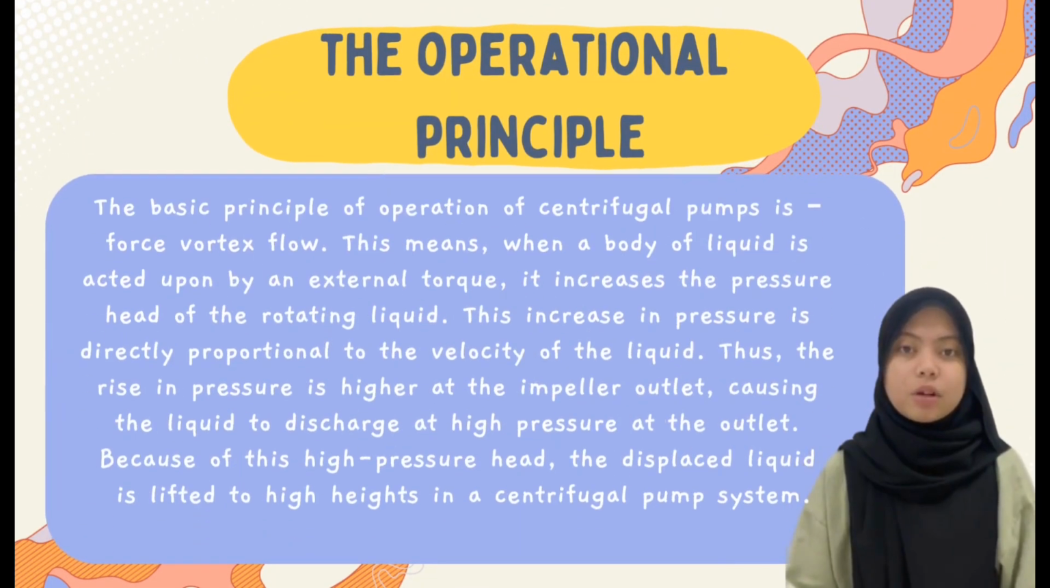The basic principle of operation of centrifugal pumps is forced vortex flow. This means when a body of liquid is rotated by an external torque, it increases the pressure of the rotating liquid. This increase in pressure is directly proportional to the velocity of the liquid. Thus, the rise in pressure is higher at the impeller outlet, causing the liquid to discharge at high pressure at the outlet. Because of this high pressure, the displaced liquid is lifted to high heights in the centrifugal pump system.